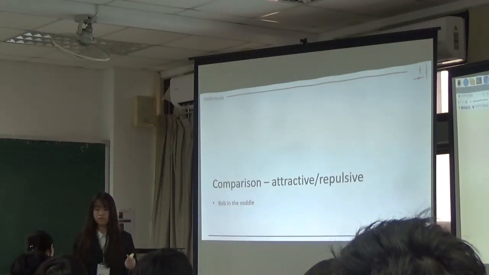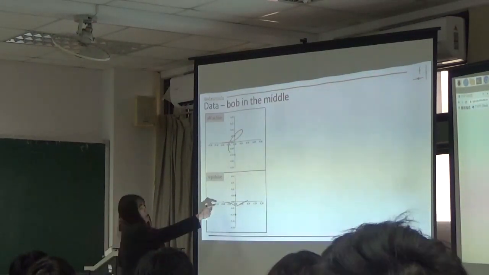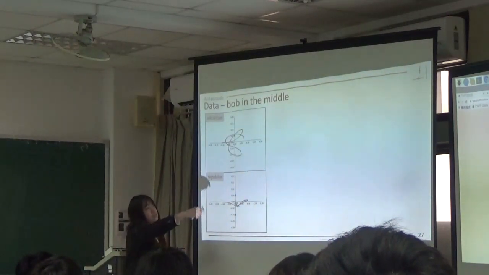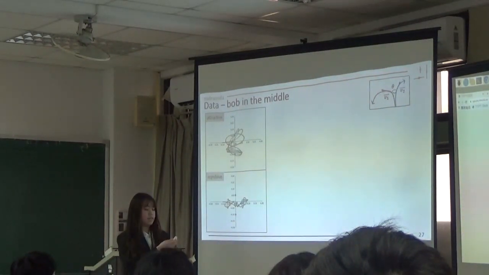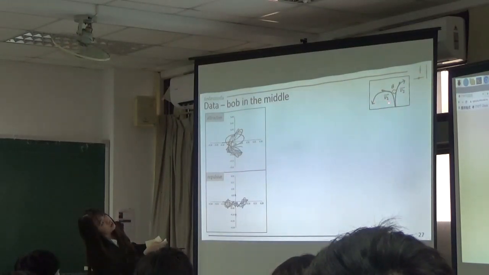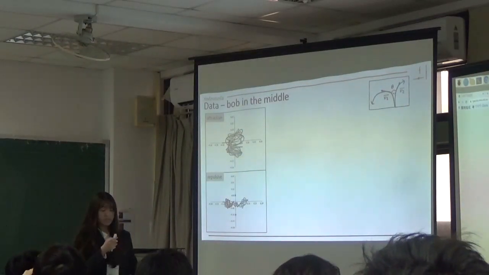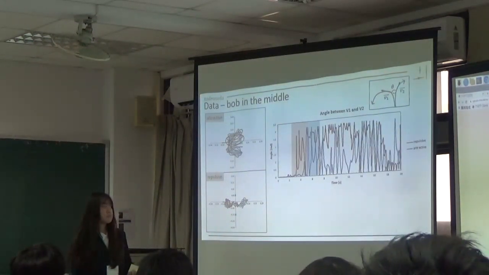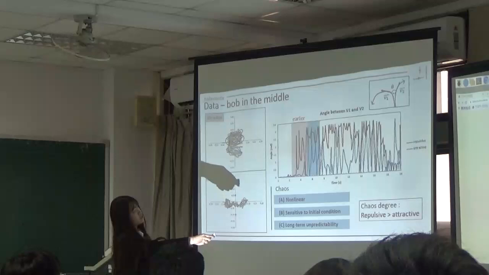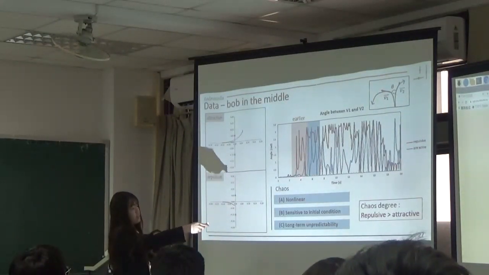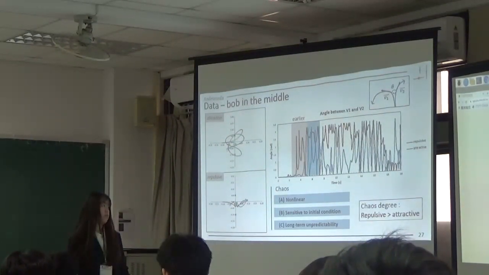And then it's a comparison between the attractive and the repulsive. This time I put the bob at the middle of the two magnets, and the way I quantify the chaos degree is by calculating the angle between V1 and V2. V1 and V2 represent two different trajectories. Because the repulsive one shows chaos earlier, we can say that the chaos degree of the repulsive one is bigger than the attractive one.